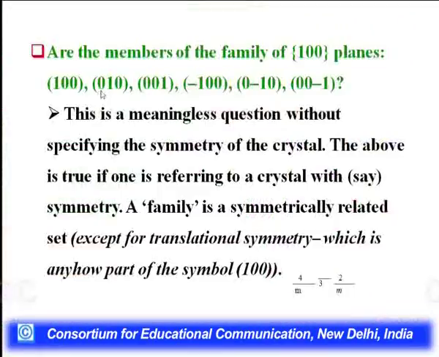Now, are these members of the family of 1 0 0 planes? Meaning 1 0 0, 0 1 0, 0 0 1, minus 1 0 0, 0 minus 1 0 all belong to the 1 0 0 family. This is meaningless without specifying the symmetry of the crystal. If one is referring to a crystal with a symmetry, the family is symmetry related, then if we define a single plane, we define it by 1 0 0 or by the different values.